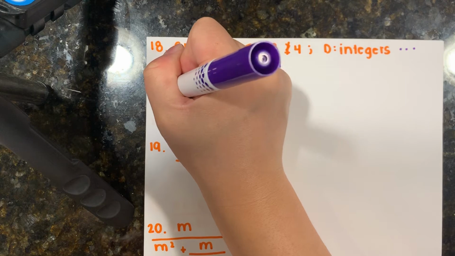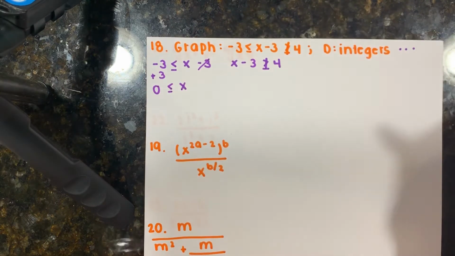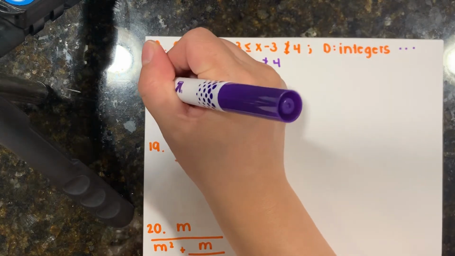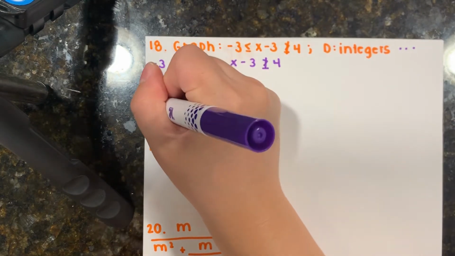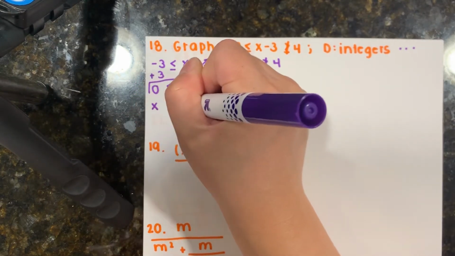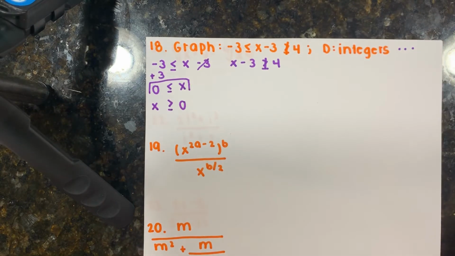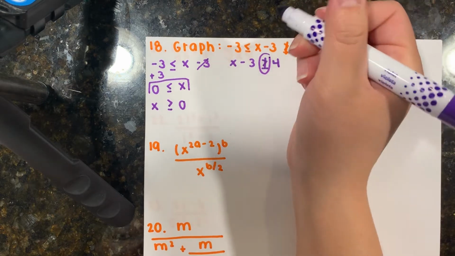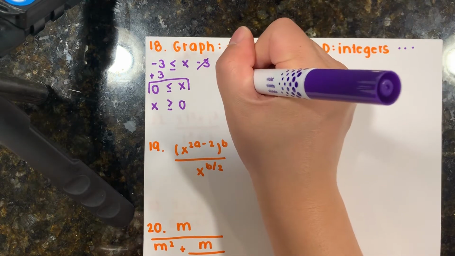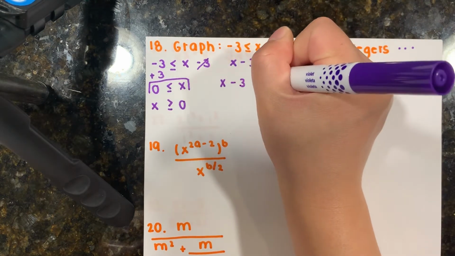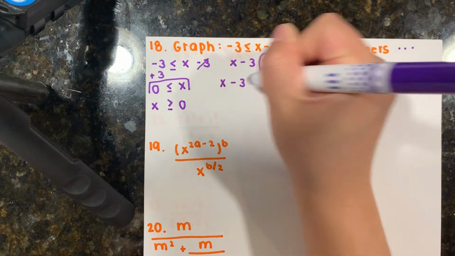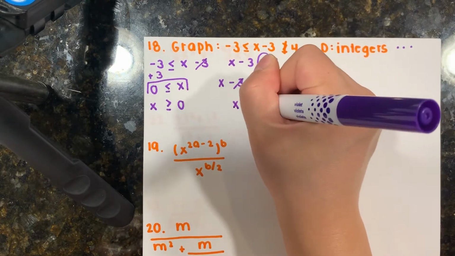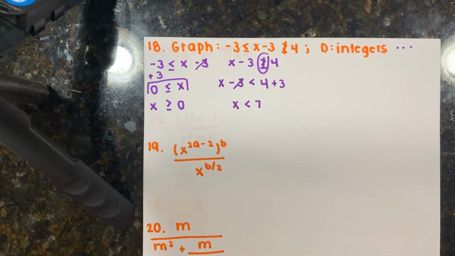So 0 is less than or equal to x, but I do want to flip it so that the x is on the other side. So everything about this equation is just going to flip. So that becomes x is greater than or equal to 0. Now I see this inequality has a slash through it, which means I need to flip it and take away the equal sign. So that's going to be x minus 3 is less than 4. Move the 3 to the other side, gives me x is less than 7.